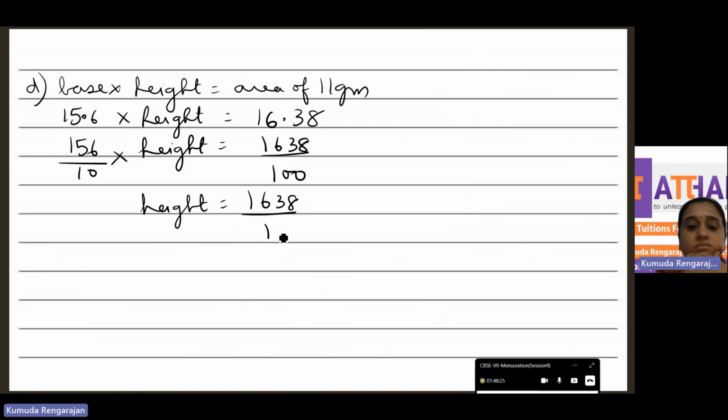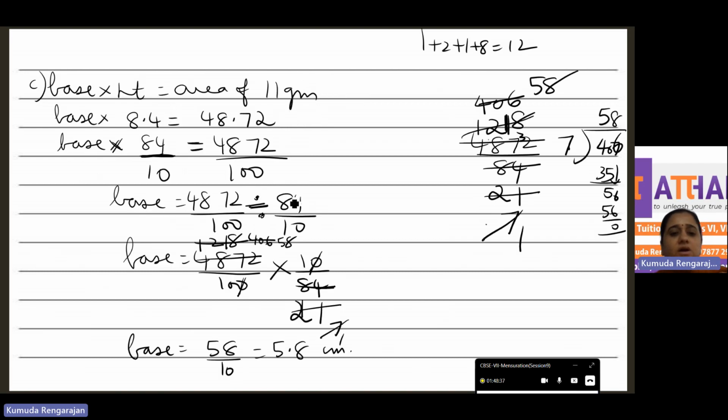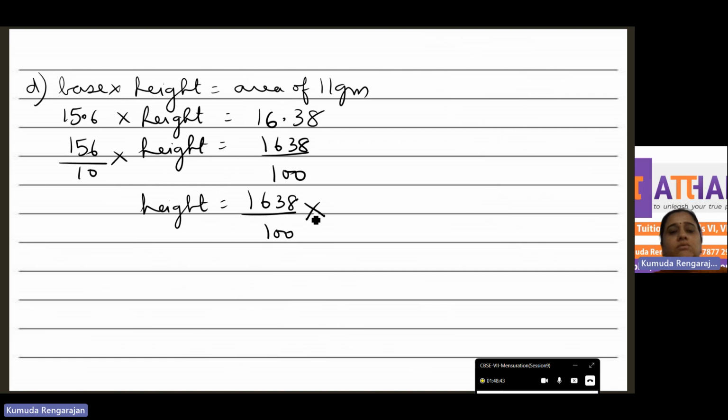1638 into 1 by 100 into 1 by 6 into 10 by 1. So you can directly write that into and write the reciprocal. You don't have to show this division step. Directly show the multiplication. Okay, so it will become into 10 by 156. Now simplify these two. 1638.